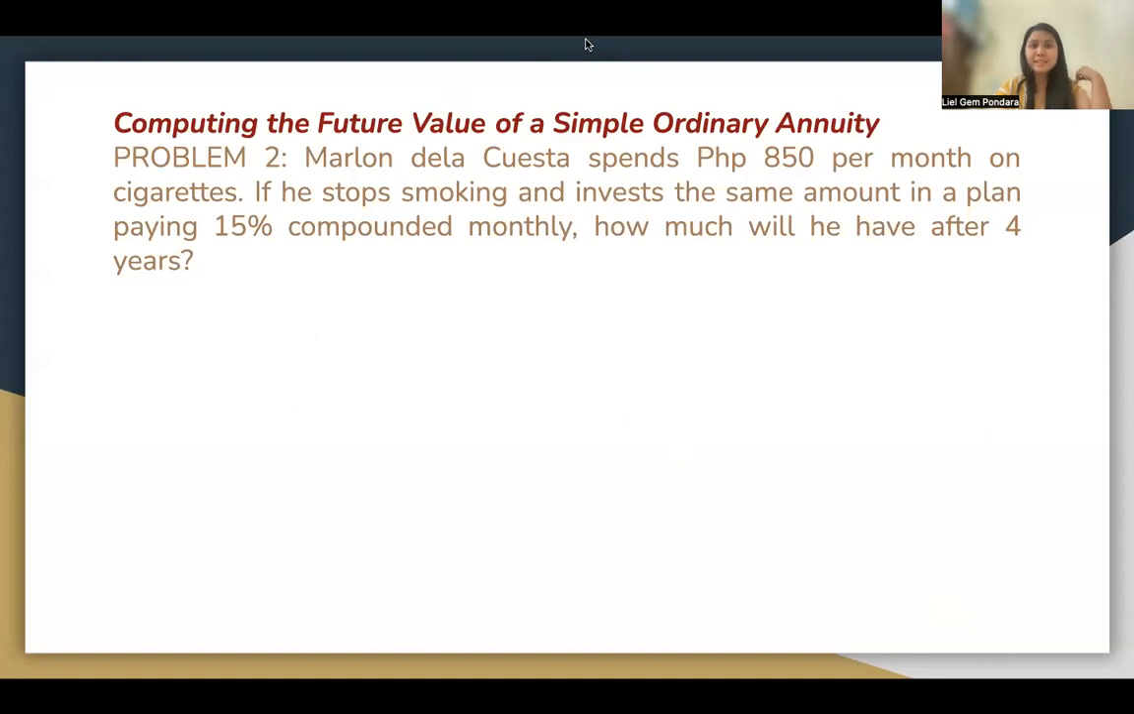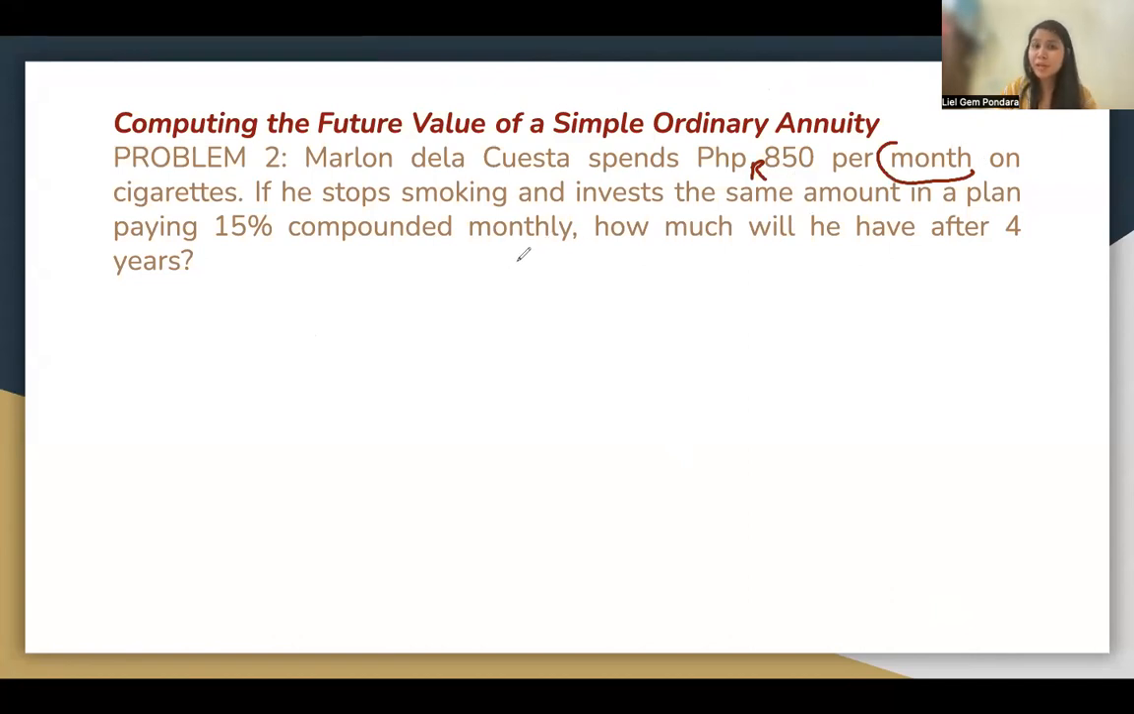Okay, let us have problem number 2. Marlon de la Cuesta spends 850 per month. Now, what is that 850? R, ma'am. Okay, very good. That is your R. Per month, okay? On cigarettes.